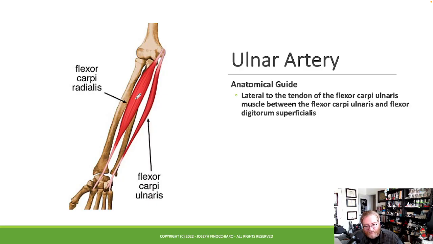Ulnar artery. Lateral to the tendon of the flexor carpi ulnaris muscle, between the flexor carpi ulnaris and the flexor digitorum superficialis. Oh man, I can't talk today. But what's the important thing? The word ulnar appears in two of those muscles. So with the anatomical guide, you just look for the one that has the ulnaris muscles in it, and that's probably the one you're looking for.